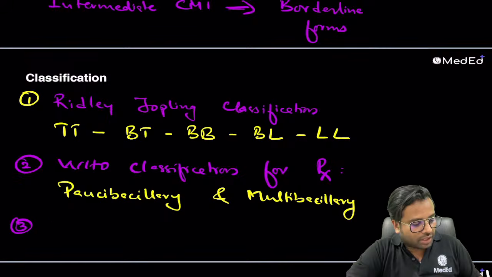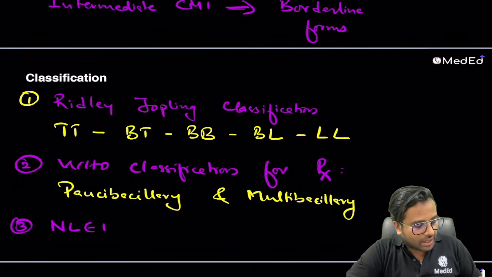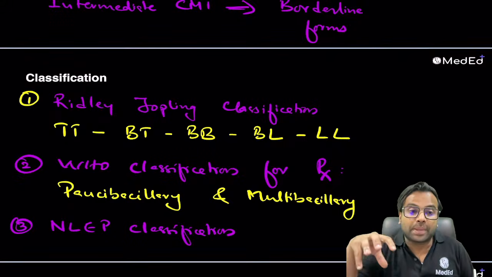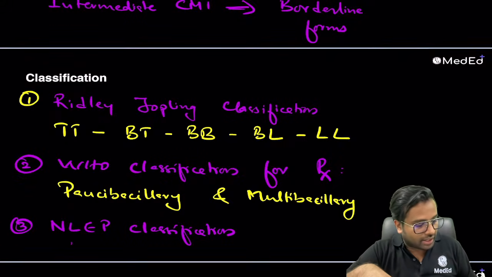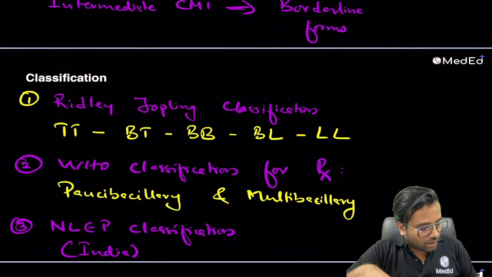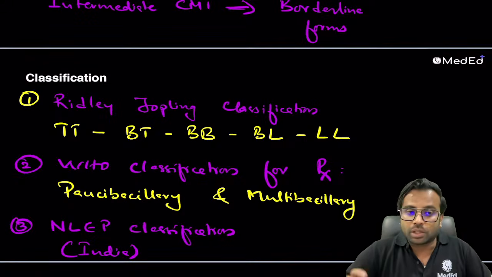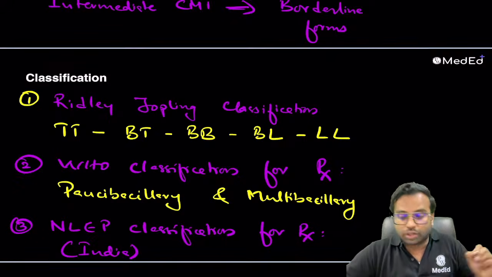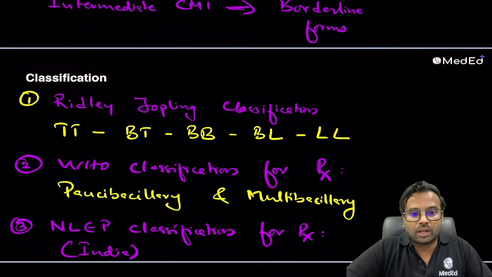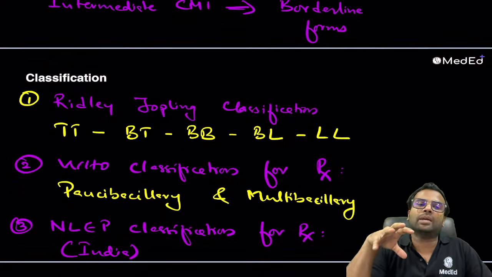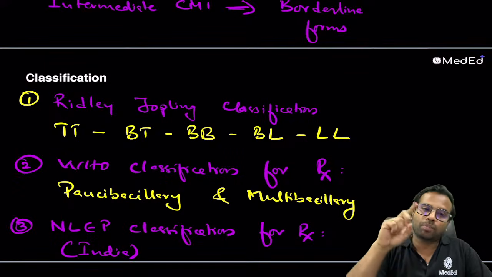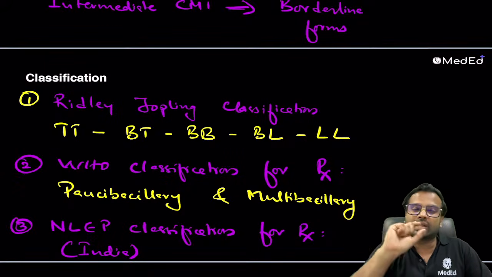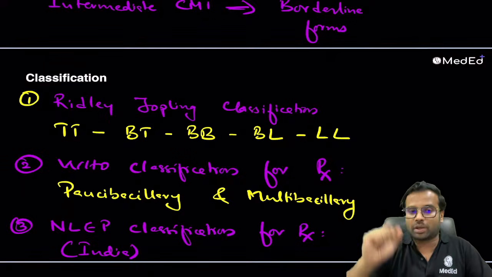This third classification is called the NLEP classification. This is specific to India, okay? That is the National Leprosy Eradication Program. Again, this is a classification for the purpose of treatment. For treatment, NLEP also divides into paucibacillary and multibacillary, the same thing, but there are some differences which we will talk about in the upcoming slides.